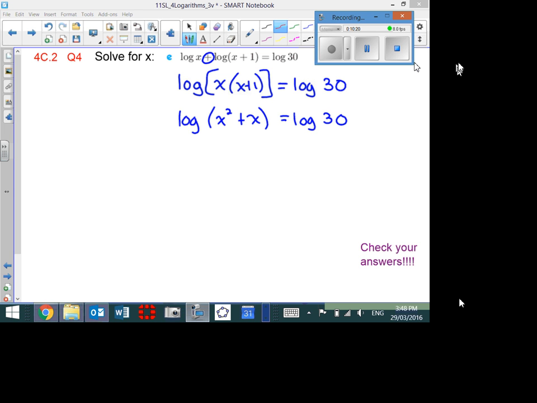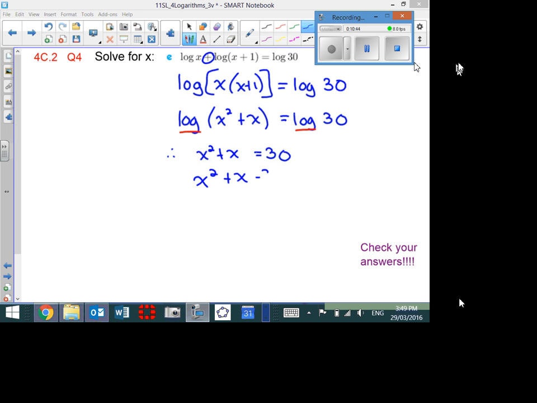Once I have my matching logs, I can really just say my logs will be equivalent if the arguments are equivalent. So x squared plus x equals 30 is really what I'm trying to evaluate here. This looks like our quadratic that we've been working on for the last couple chapters. So we have a quadratic equation.